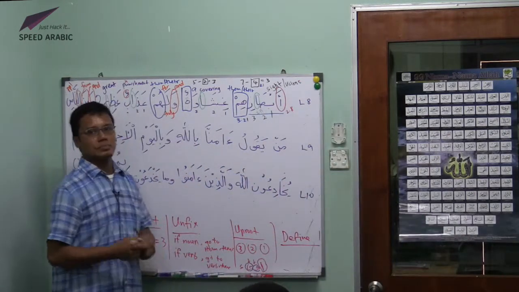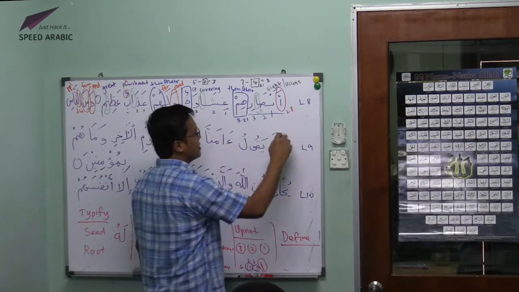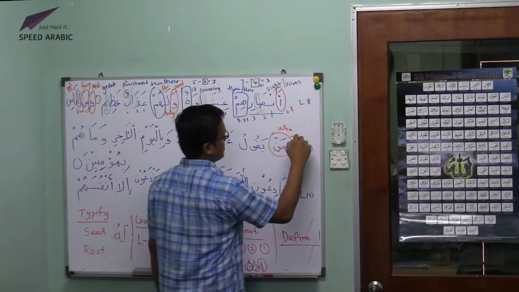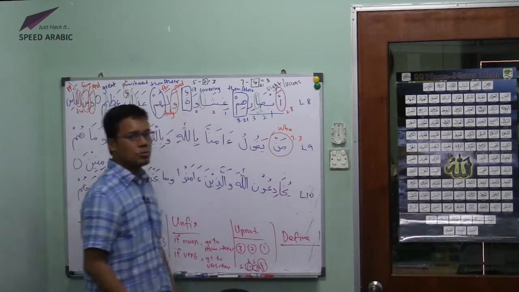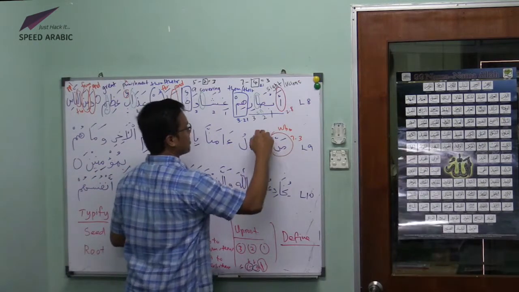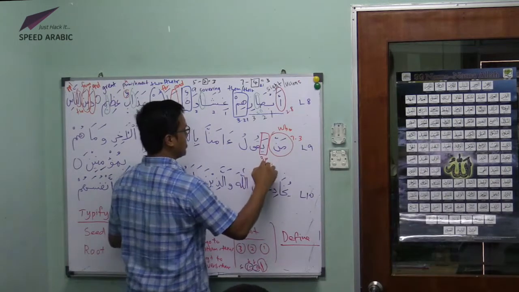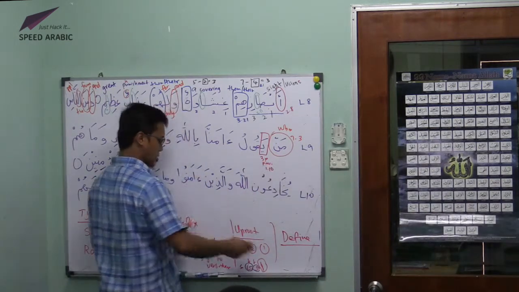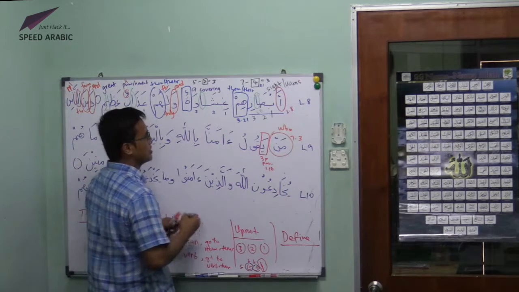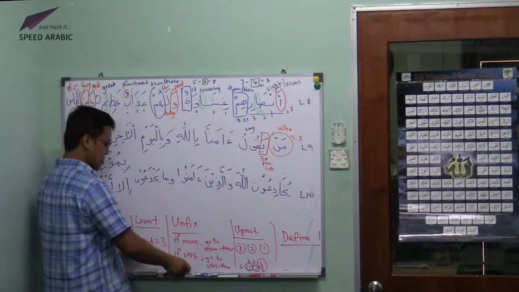Man? Who? Man is who? It's orange, right? What number? 7.3. Okay. Yaqulu. Ya is present third person. 1.10. Go on. Qul is say. Okay. Qul is say. Go on. Aywa.